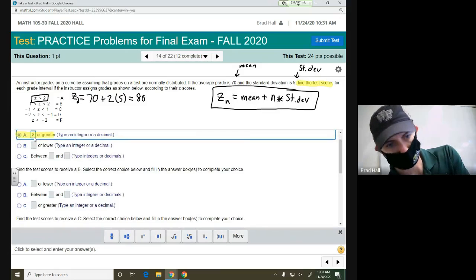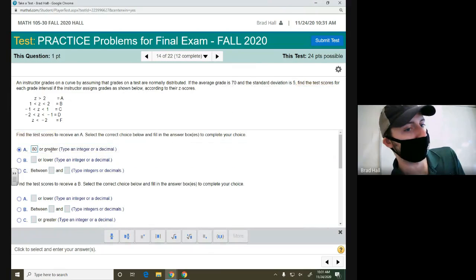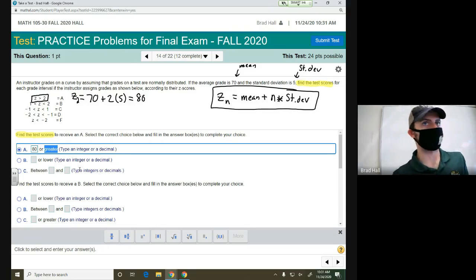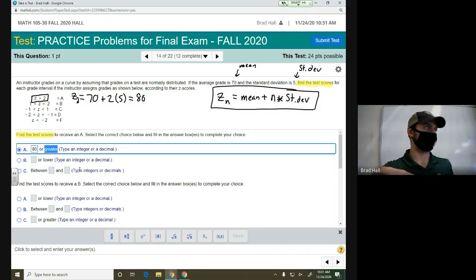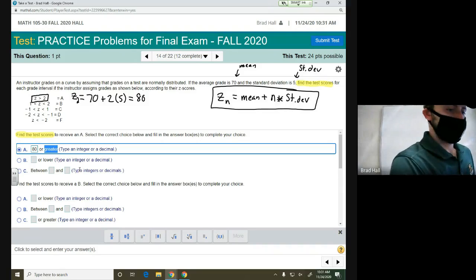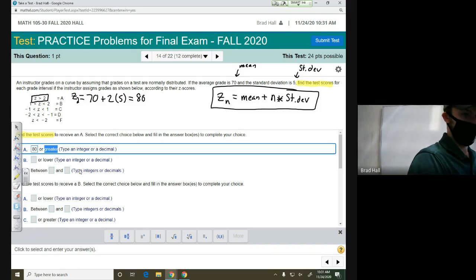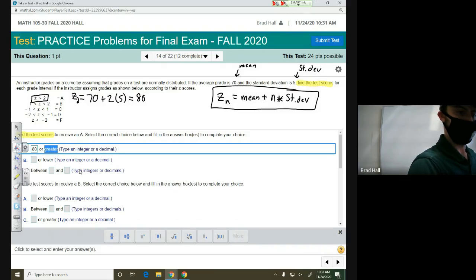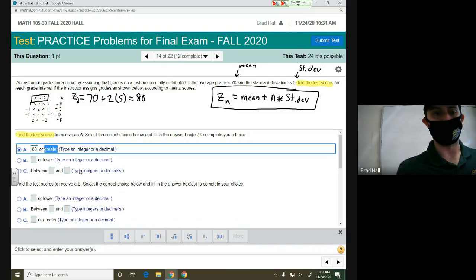So it's 80 or greater. Notice I'm putting the "or greater." It's not between, because for an A grade there's only a lower bound. The upper bound is kind of understood. So it's a very generous curve. An 80 or greater would result in an A in this class.